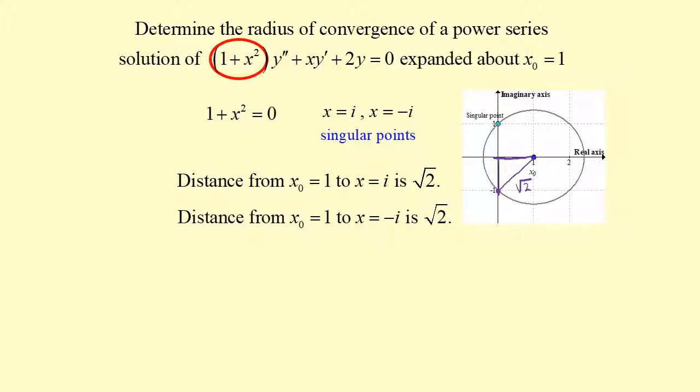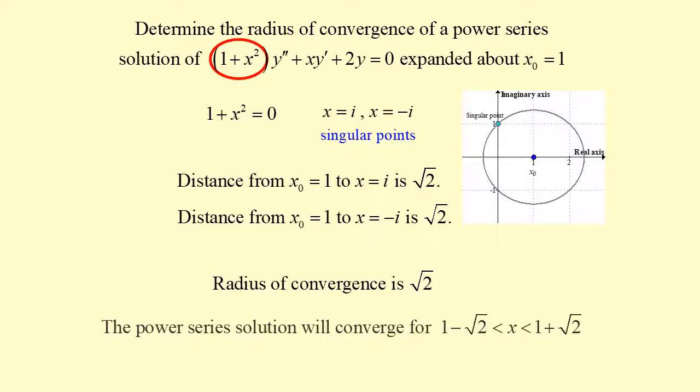Now again, those happen to both be the same, not that they would always have to be. But that just tells us that our radius of convergence is the square root of 2, and the interval of convergence would be 1 plus or minus the square root of 2.